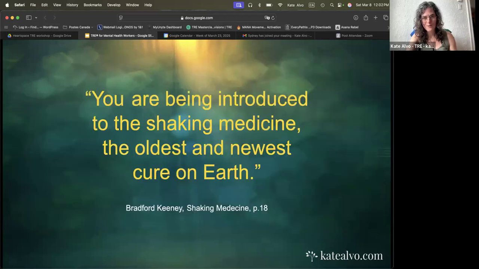So I just wanted to share this quote with you here from Bradford Keeney. You're being introduced to the shaking medicine, the oldest and newest cure on earth. I just love this quote because it's been forgotten and pushed aside for so long, and it's now becoming more and more known and widely accepted that this is a very natural and gentle way to heal ourselves.